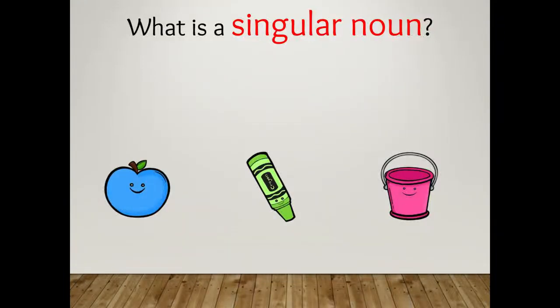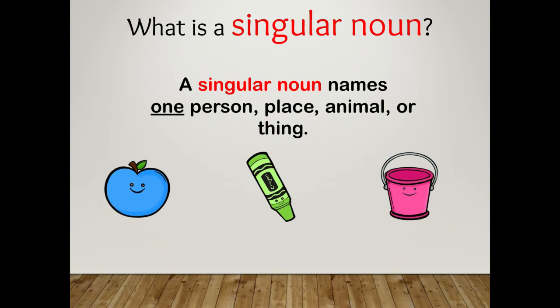Okay, boys and girls. So a couple weeks back, we talked about a noun. We said that a noun was something that named a person, place, animal, or thing. Today, I'm going to talk to you about the difference between a singular noun and a plural noun.